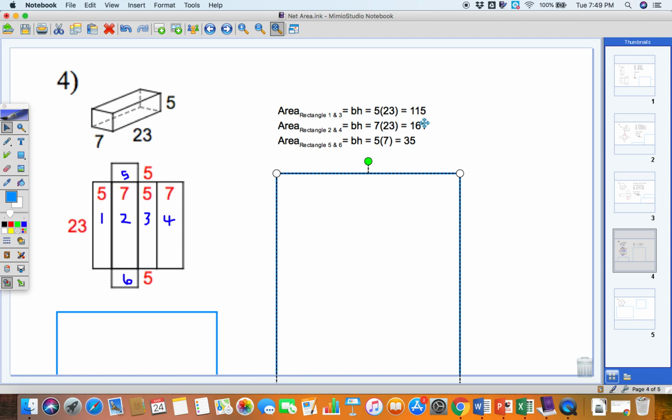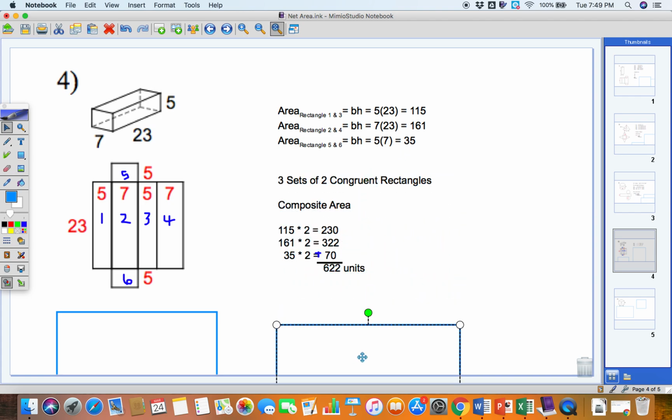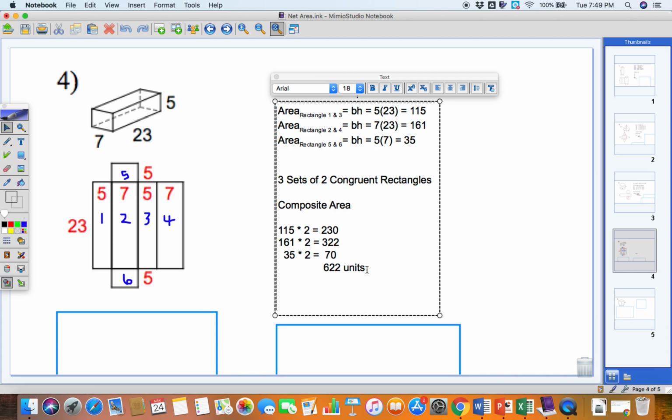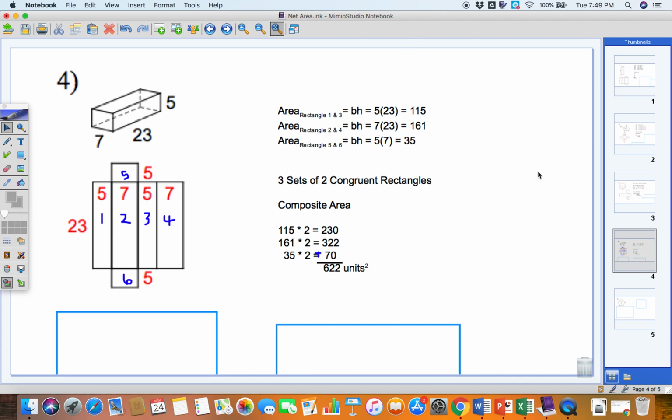So on this problem, we just found the area of each. So base times height, 5 times 23 is 115, 7 times 23 is 161, and 5 times 7 is 35. So when we go to find the composite area, since there's 2 of each of these, we're going to multiply each area by 2 and then add them together for a total of 622 units squared. Got to remember that for area.